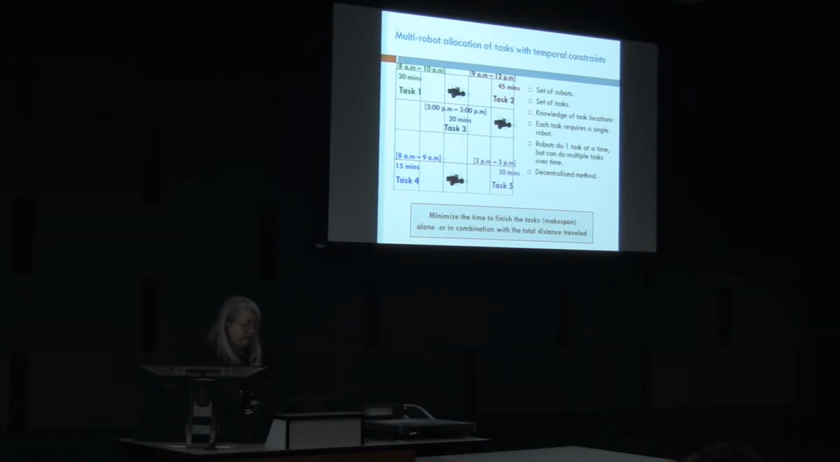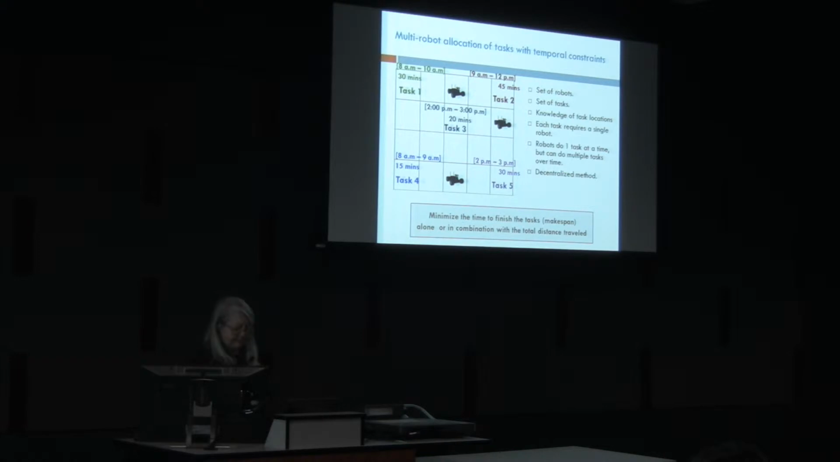Now, typically we're looking at minimizing the finish time of the last task, which is called the makespan. But we also minimize a combination of the makespan and the travel distance, or we can do some other things. Those are the two major objectives. Most of the existing work minimizes the distance traveled. In general, I want to find a solution that minimizes the distance and the time.